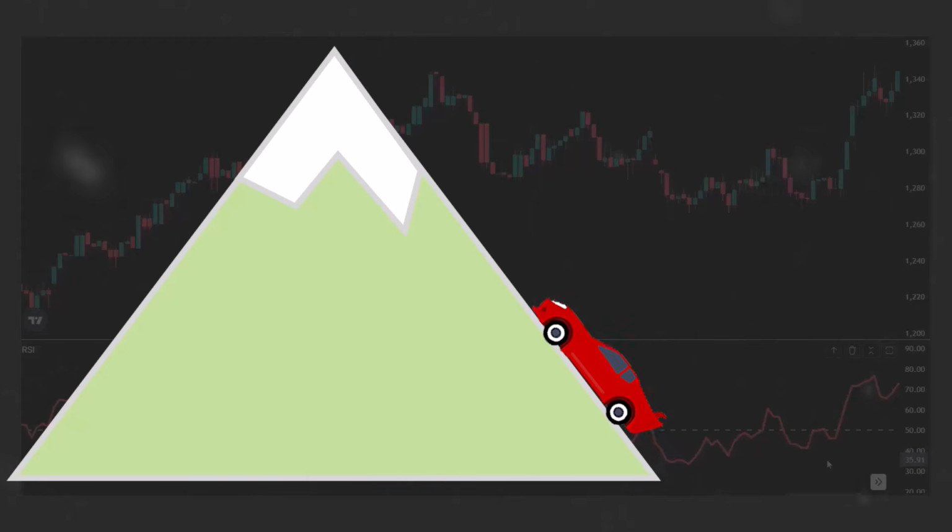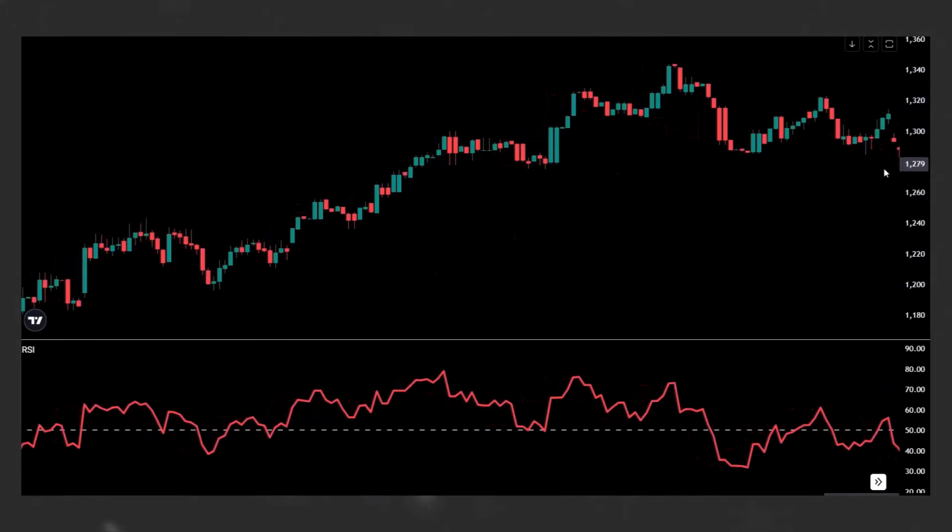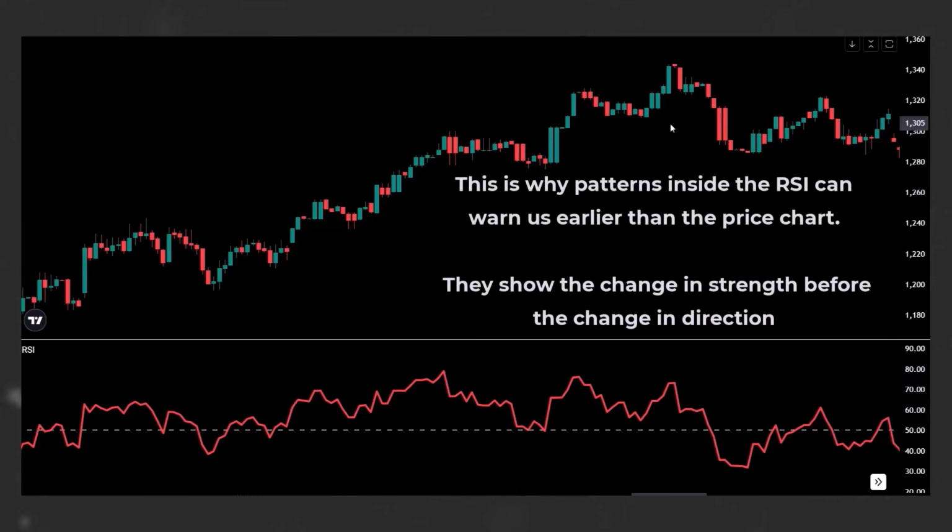Think about a car going uphill. Before the car stops and rolls back down, the engine loses power first. The speed slows down before the direction changes. The market works the same way. Before price turns around, the strength behind the move starts to fade, and RSI is very good at showing this early weakness. This is why patterns inside the RSI can warn us earlier than the price chart. They show the change in strength before the change in direction.